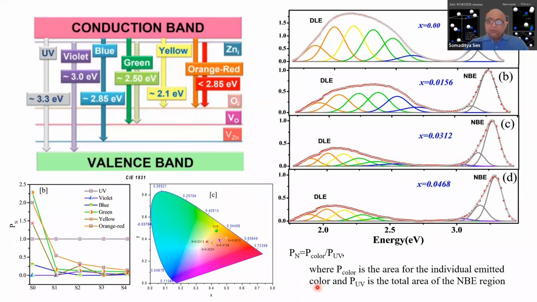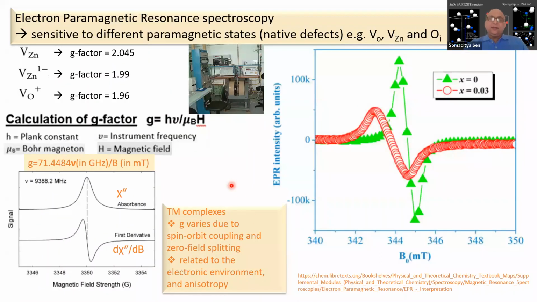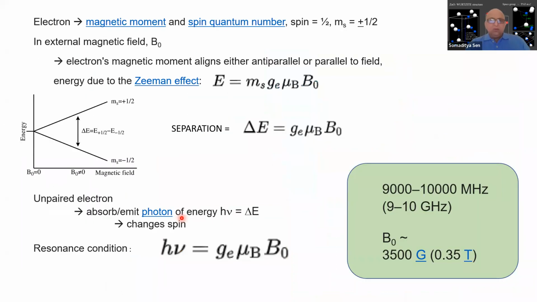Okay. So here, the oxygen defects or the defect states can also be probed by doing electron paramagnetic resonance spectroscopy. These are all paramagnetic states, these defect states, and these can be probed by doing this EPR spectroscopy. Now, different defects have different types of g values, the Landé g factor. Okay, I'll come to this. Let me go to this slide first.